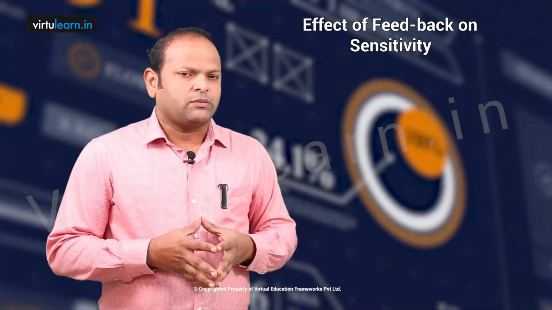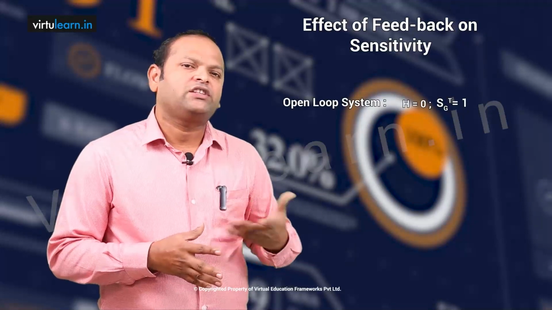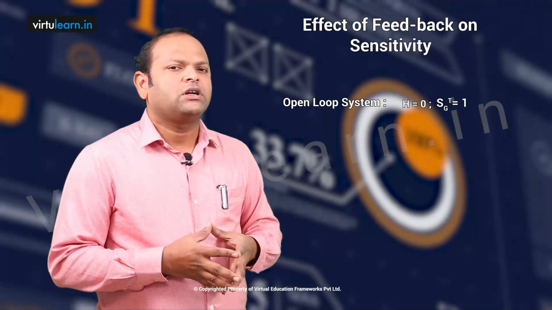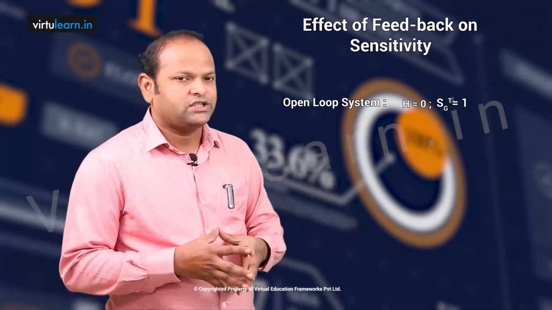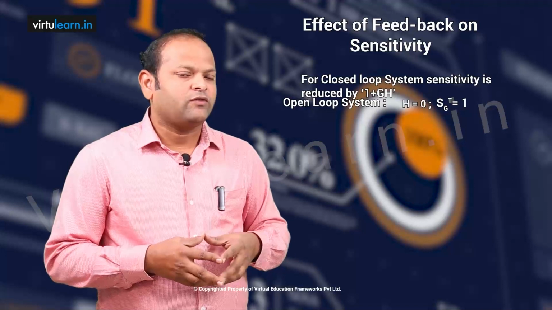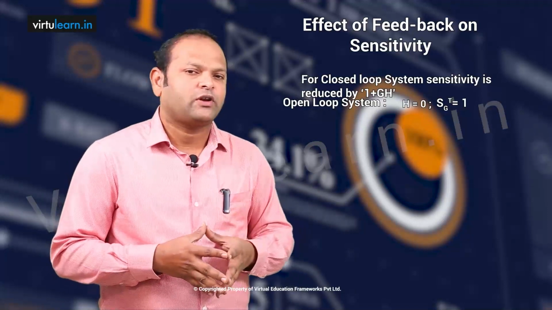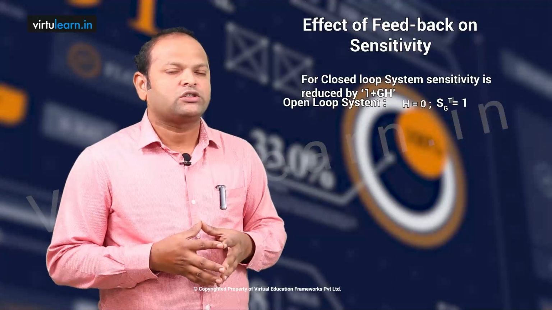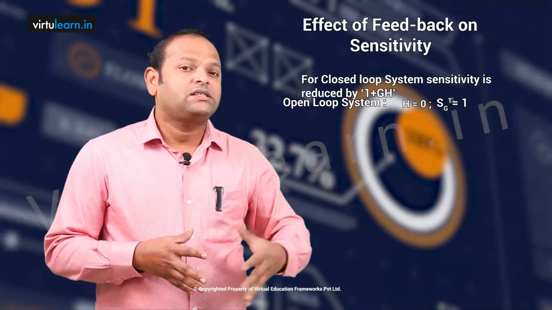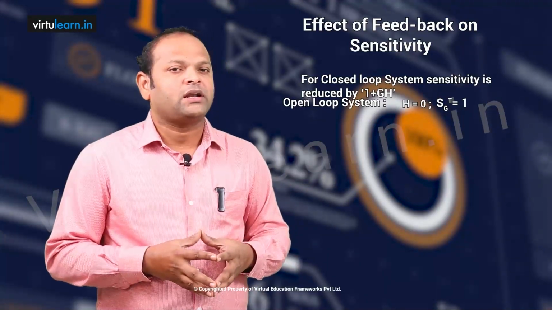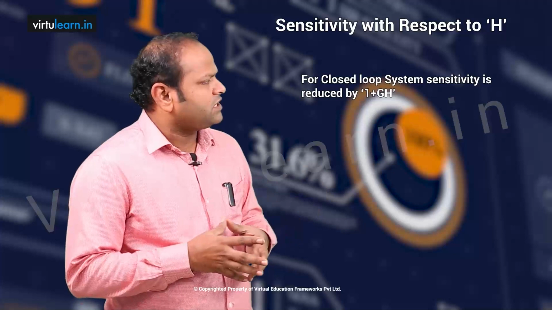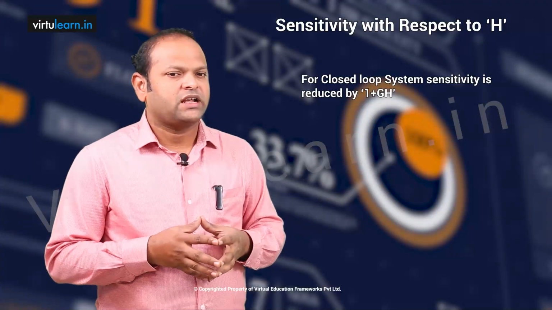Then what about the open loop system, a non-feedback system? For a non-feedback system, H is equal to 0, as simple as that. When you remove the feedback, it becomes the non-feedback system. So for the open loop system, H is 0, then S_T^G is going to be 1. Then what I can say here, S_T^G is 1 for open loop and S_T^G is 1 by 1 plus GH for closed loop. So closed loop sensitivity is reduced by the factor 1 plus GH. So sensitivity is reduced, which means it is less sensitive to the variations of parameters in the forward path transfer function G.